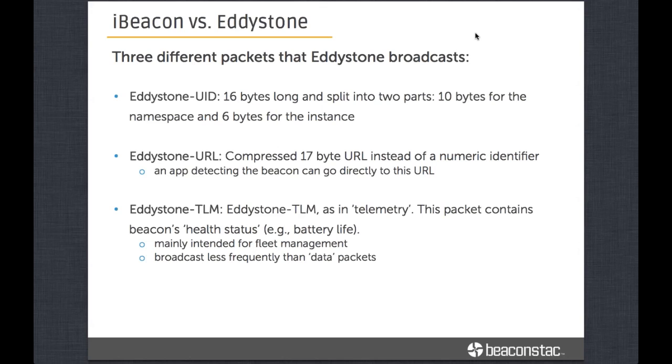The telemetry frame, Eddystone TLM, is really meant to encapsulate beacon health status, or really metadata about the beacon and its current status. So it could be, for example, what the battery levels are, or if the beacon has sensors on it, like a temperature sensor or a light sensor, or even an accelerometer. Some of these values can be embedded in the TLM packet, and mainly they're intended for fleet management and diagnostics kind of use cases. They're also meant to be broadcast a little less frequently than the data packets, because it's not really essential to transmit every 100 milliseconds the status of your beacon's battery and things like that.